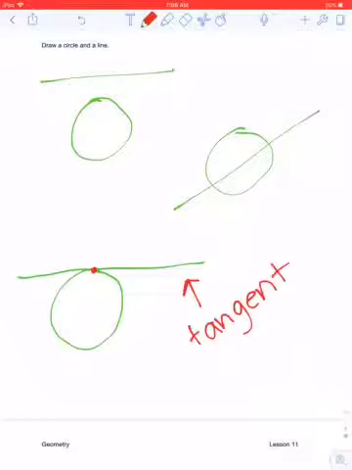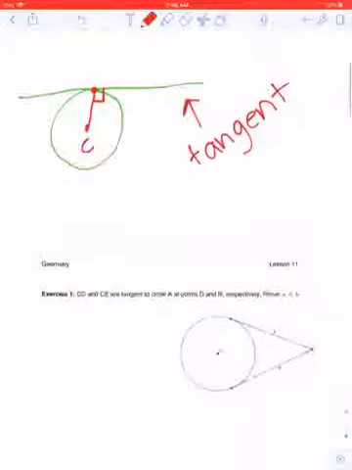Okay? The important thing to understand about a tangent is that a tangent to a circle is always going to form a 90-degree angle with the radius or the diameter. So a tangent is going to intersect at one point and then form that 90-degree angle.